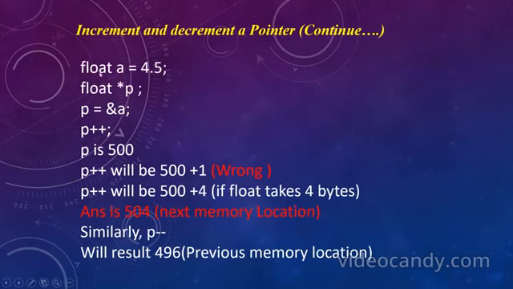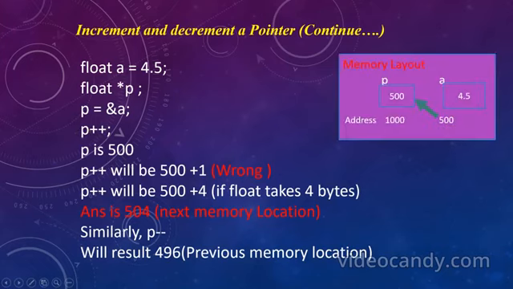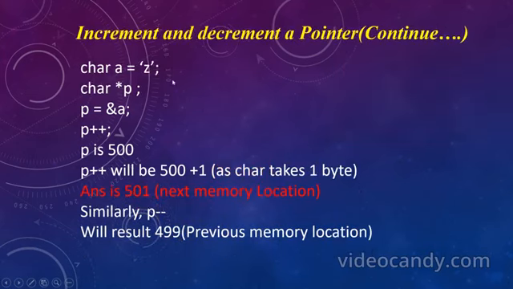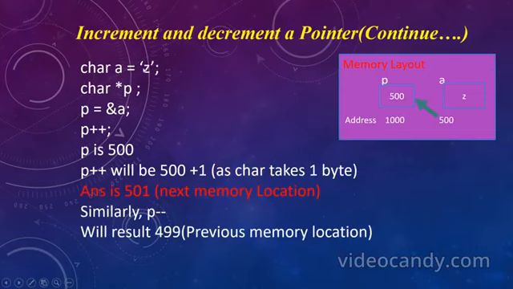Similarly, if I create a float pointer, and floats take 4 bytes, then if I say p plus plus, it will not move to 501. It will move to 504, because a float takes how many bytes? 4 bytes. So the next memory location will be 504. Similarly, the previous memory location will be 496. In the case of a character, which takes 1 byte, if I increment p plus plus, it will give me 501. Why? Because a character takes 1 byte.